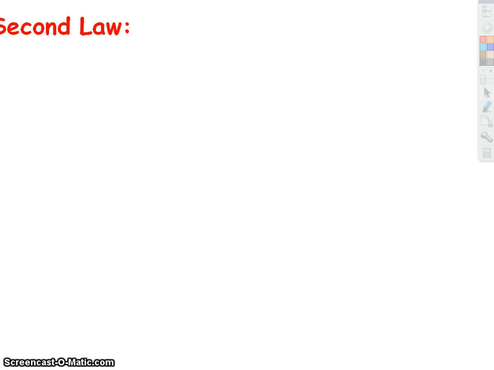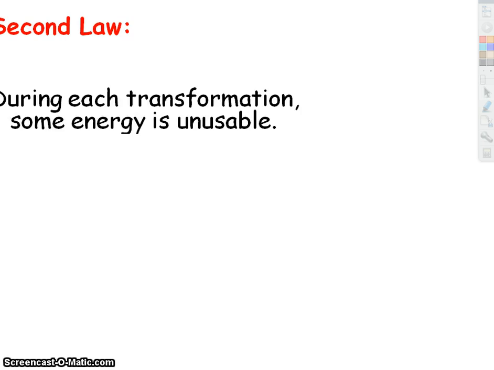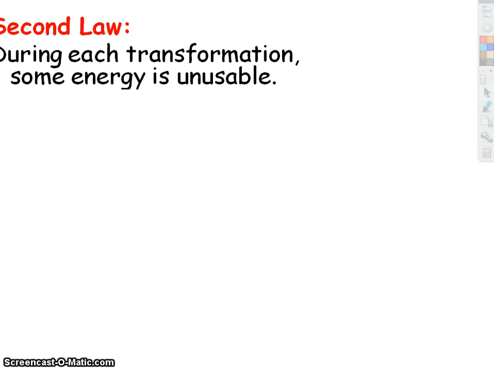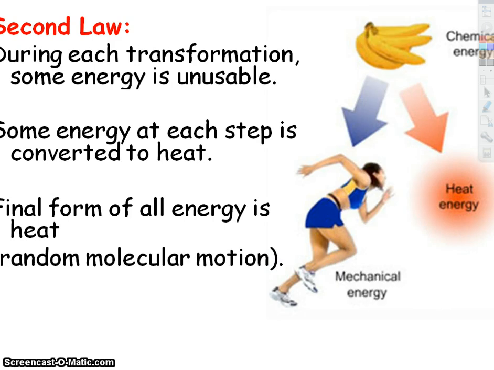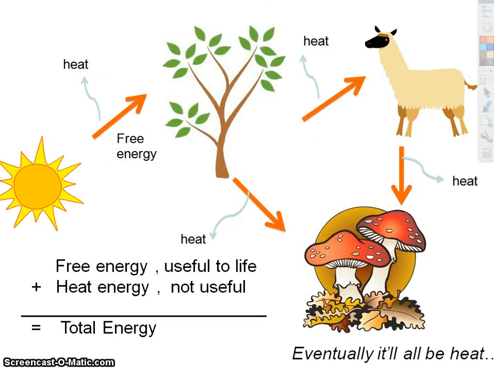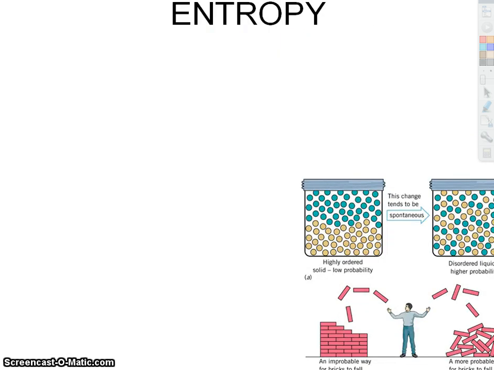Okay. And then we said that the second law of thermodynamics was that during each transformation, some of that energy gets converted to forms that are no longer usable. And we said that some of it got converted to heat, and then I gave you this example of the bananas. You eat the bananas. Some of the energy then gets converted to mechanical energy, some of the energy to heat, and I think I showed you this, correct? All right, and that free energy, we're going to call free energy the energy that's useful to us.